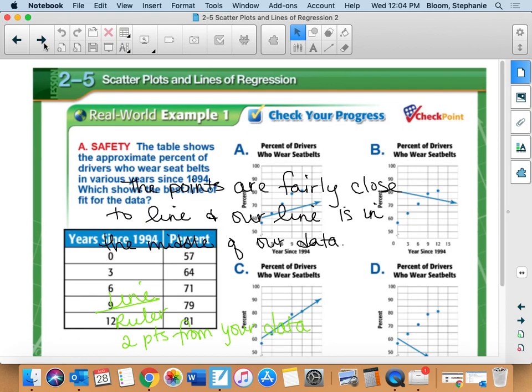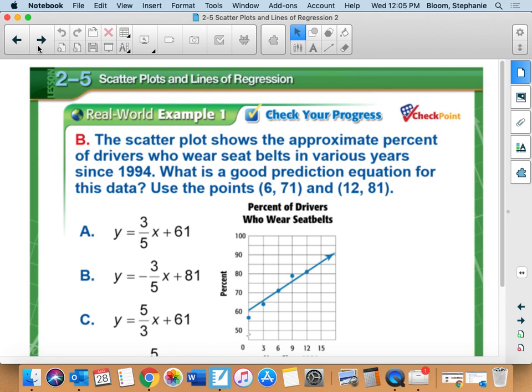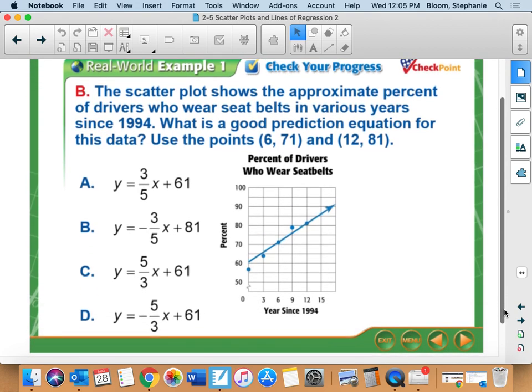This says the table shows the approximate percent of drivers who wear seatbelts in various years since 1994. Which shows the best line of fit for the data? So you're looking here at each one of these. Where does the line seem to be making the most sense in going through those points? And I hope that we're all seeing it's going to be C, that line there is the best line of fit.